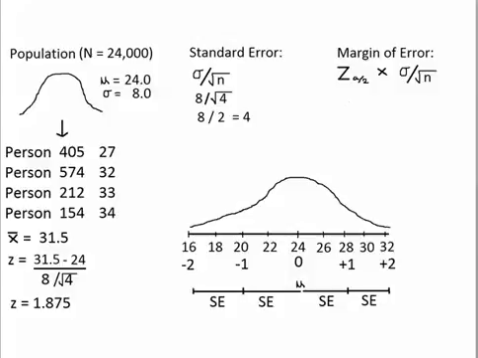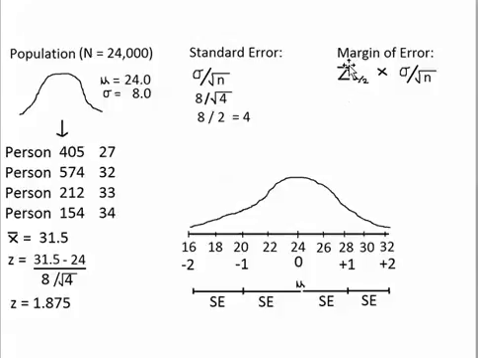This is the formula for the margin of error. It actually has two parts to it. This part is just the standard error. It's the same formula we have over here. It's the standard deviation of the population divided by the square root of the sample size. This part right here is called the confidence coefficient. It has to be looked up in a table.